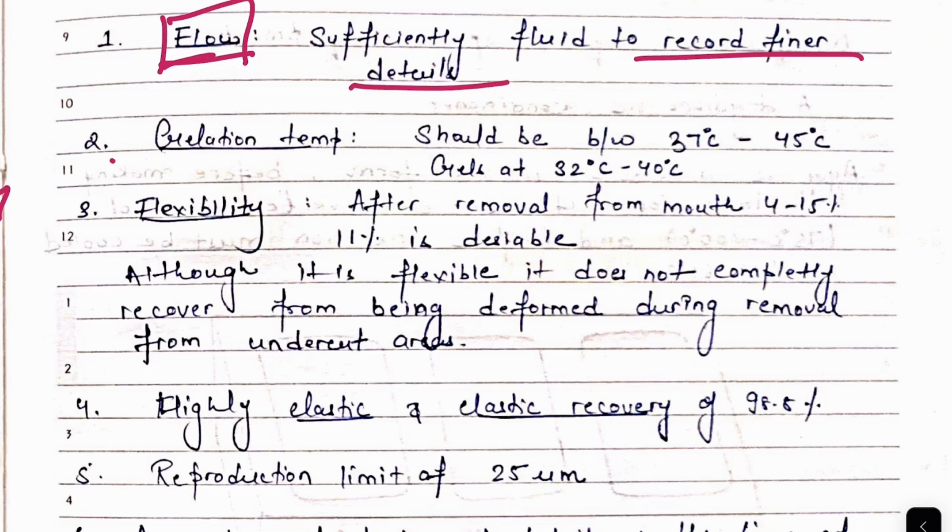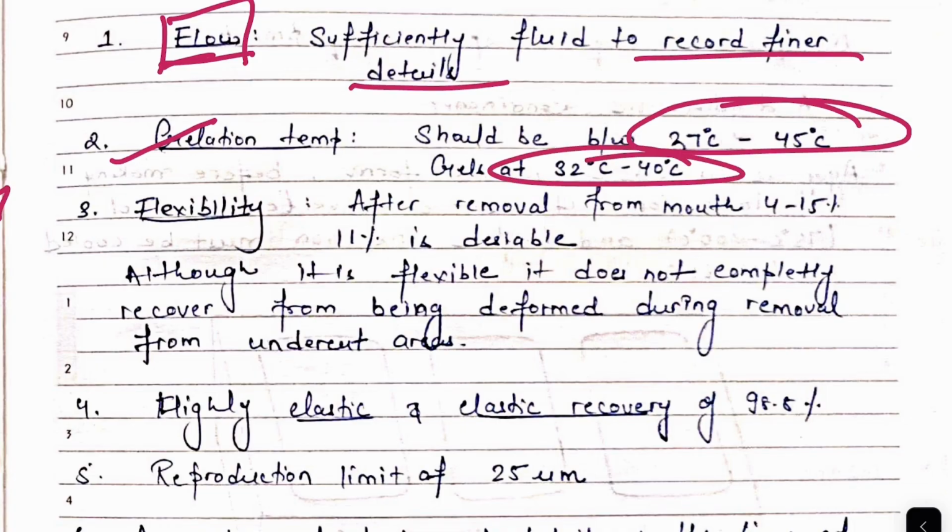Gelation temperature: ideally, it should be between 37 and 45 degrees, and this gel sets between 32 to 40 degrees, which is ideal. And flexibility: the ideal is 11%, and this has 4 to 15%, which is also good.